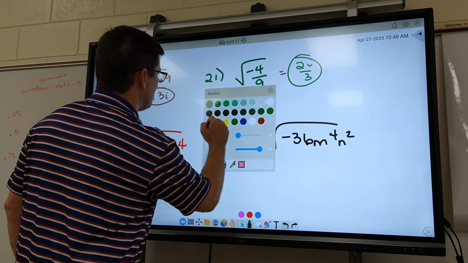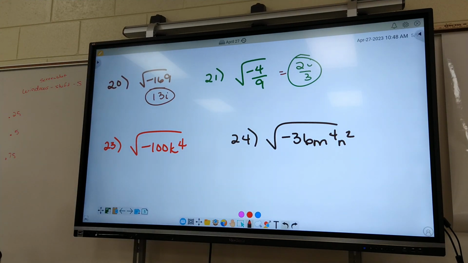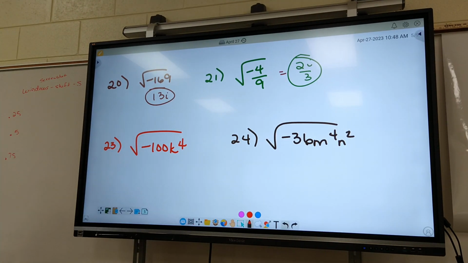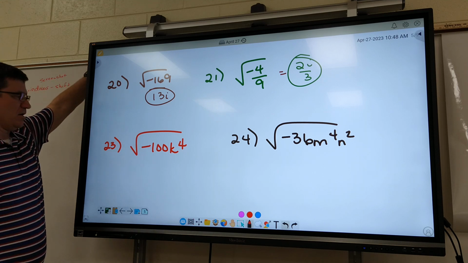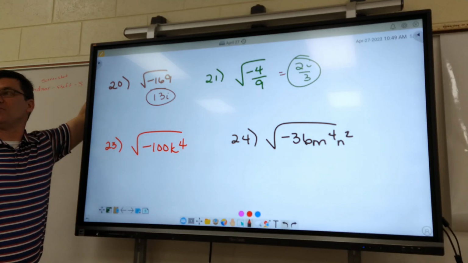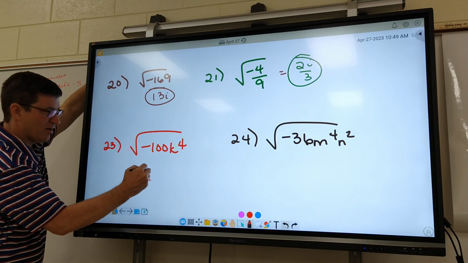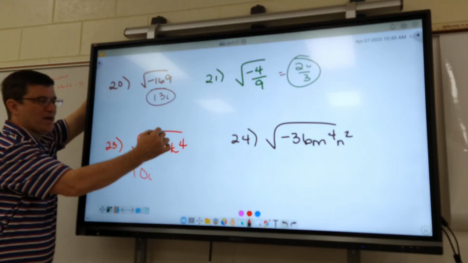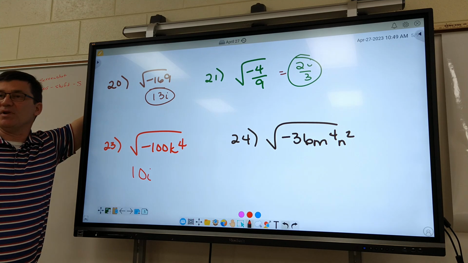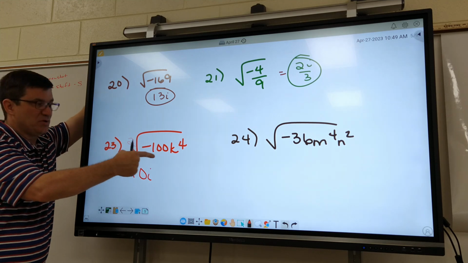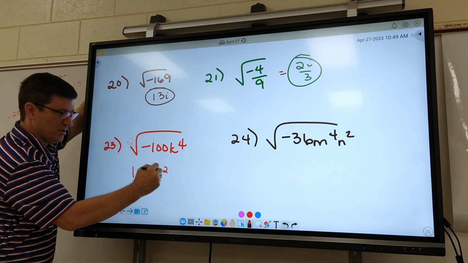All right, now 23 is different. Let's look at it. We start off with the square root of negative 100. Oh, 22. Skip 22. Yeah, 7i. Yeah, you can do that. All right, 23. How do we start it? What's the square root of 100? So this is going to be 10i, right? Now what about the k to the 4th? We got to take the square root of k to the 4th. What's that going to give me? k squared. Now another way you can do it, since this is a square root problem, right? That's an automatic 2. You can just divide 4 divided by 2 and get k squared.